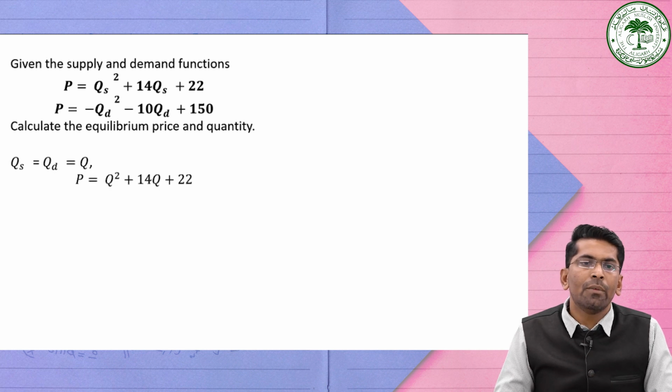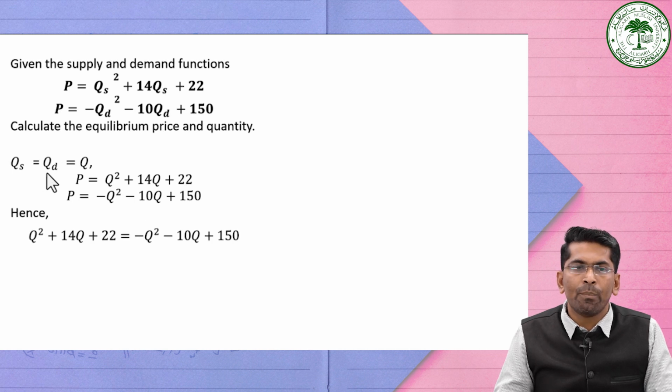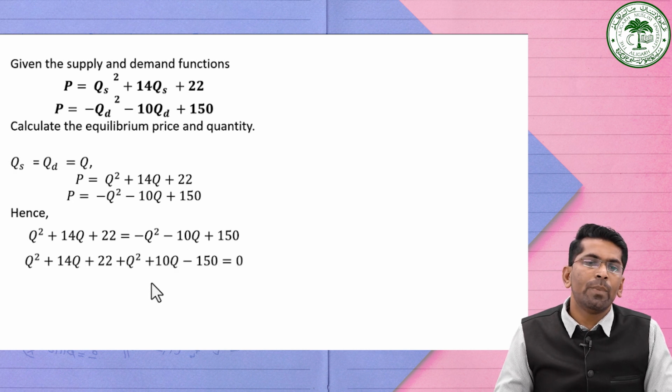So here the first term will become Q square. Instead of Qs, we are substituting Q. So P is equal to Q square plus 14Q plus 22. Similarly, the demand function will become P equals minus 2Q square minus 10Q plus 150. Instead of QD, we are substituting Q. Now we can equate both terms, since quantity demanded is equal to quantity supplied. So Q square plus 14Q plus 22 is equal to minus 2Q square minus 10Q plus 150. By rearranging this equation, we can write everything on the left side.